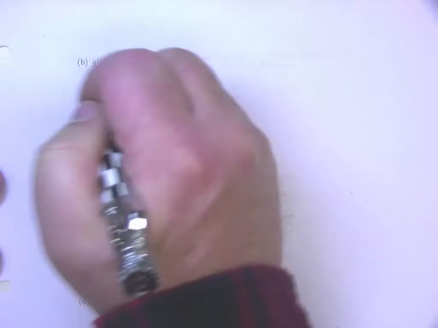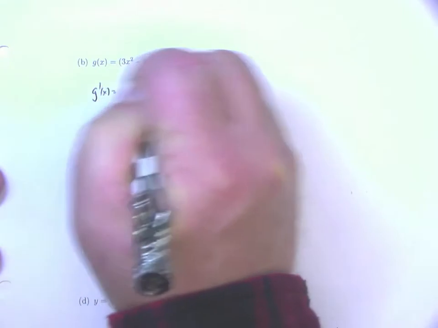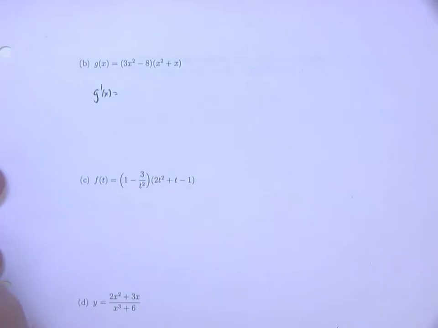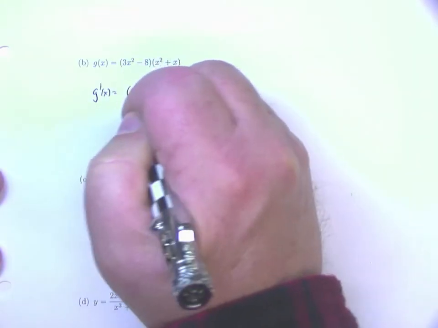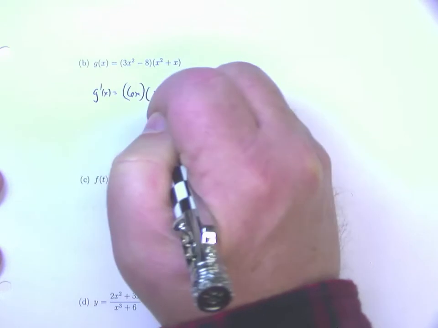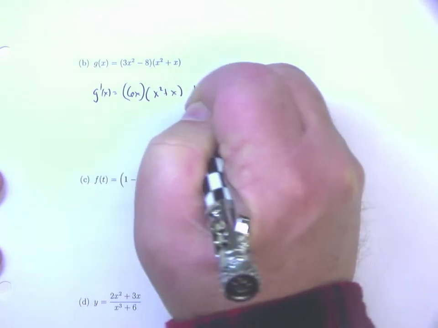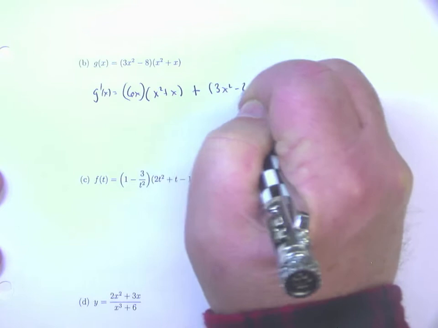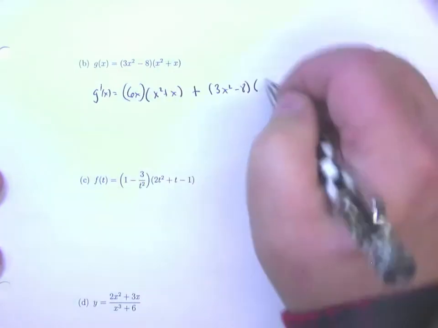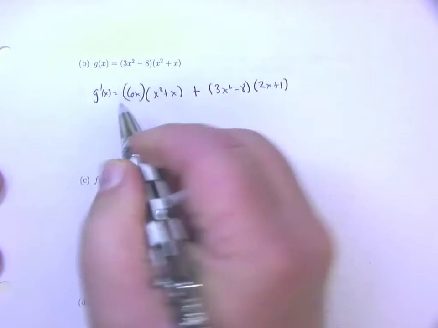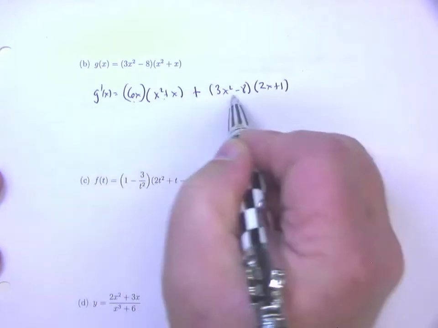So here we go. G prime of x, this is a product: 3x squared minus 8 times x squared plus 1. So we use the product rule. Derivative of the first, derivative of 3x squared minus 8, is 6x. Derivative of the first times the second, x squared plus x, plus the first, 3x squared minus 8, times derivative of the second. Derivative of x squared plus x is going to be 2x plus 1. Derivative of the first times the second plus the first times derivative of the second.